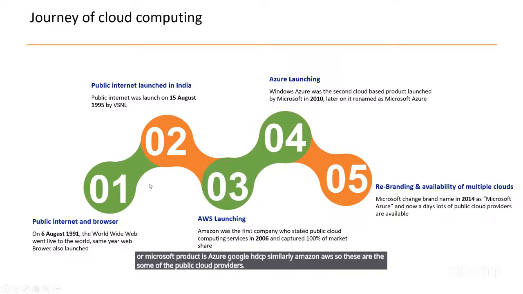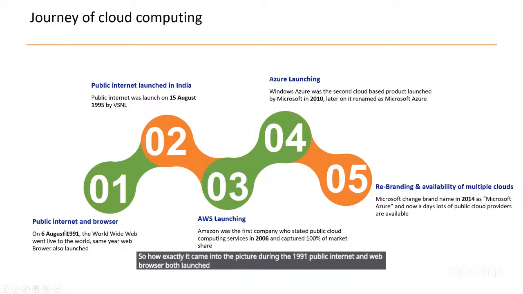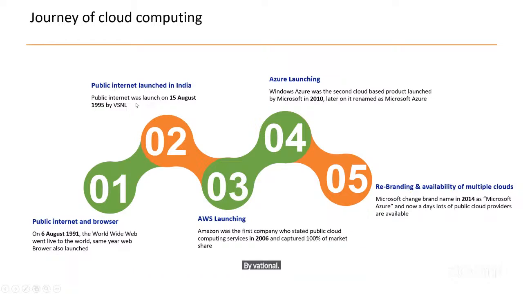So how exactly did it come into the picture? In 1991, the public internet and the web browser were both launched. So the launching year for the web browser as well as the public internet was 1991. After a few years, in India, the public internet was launched on 15th August 1995 by BSNL. And after the launch of the internet in India, it became very popular.